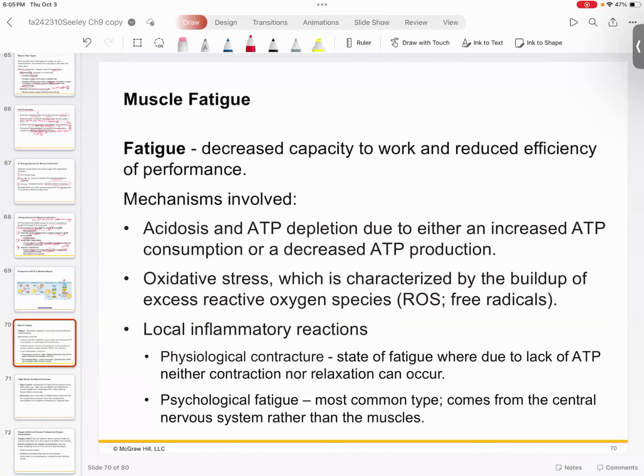So muscle fatigue is basically what happens when your muscles start to get maxed out. They decrease their ability to do work. They reduce their efficiency of performance, and they're just basically overworked, right? So ultimately, when you take a look at muscle fatigue, you can oftentimes drop into an acidosis type of scenario where you exhaust yourself of ATP. Either you use it all up or you have a decreased ATP production.